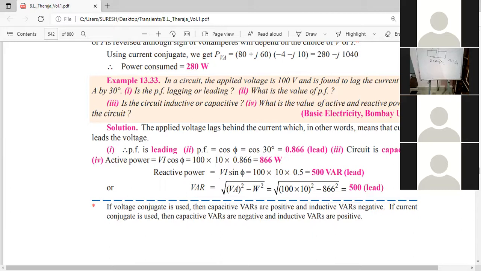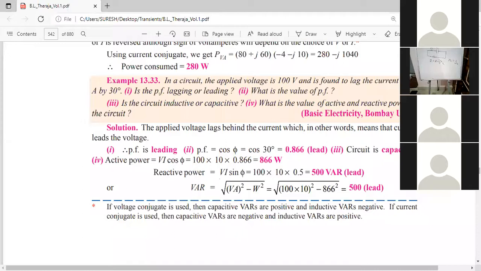But power factor is cos phi. Phi is called the power factor angle and cos phi is the power factor. That is the second bit. Write down the second bit. Cos phi, we are getting 0.866 lead, because it is a capacitive circuit, that's why we are taking the power factor as leading.